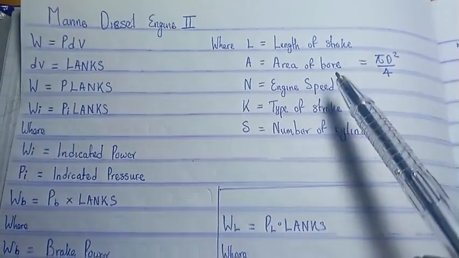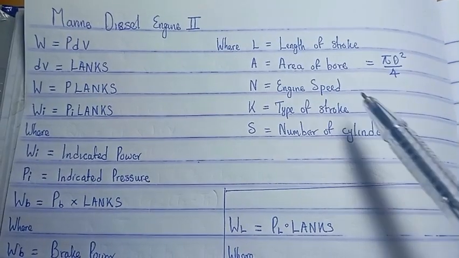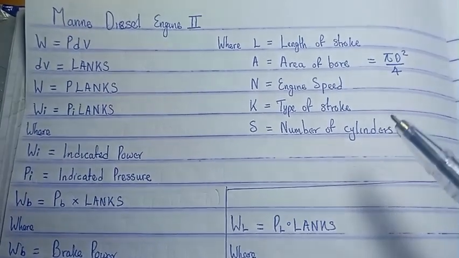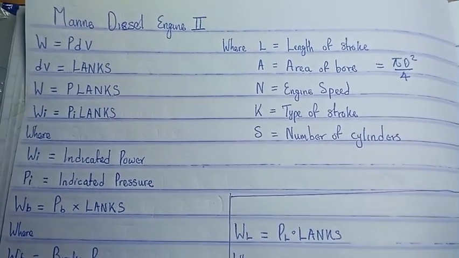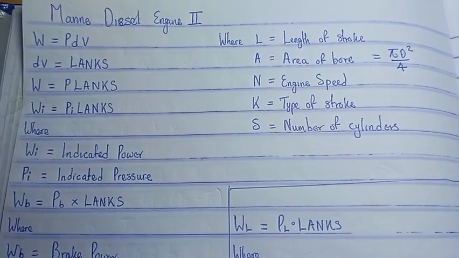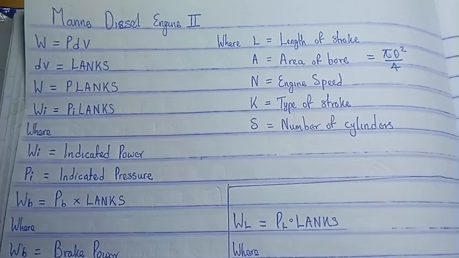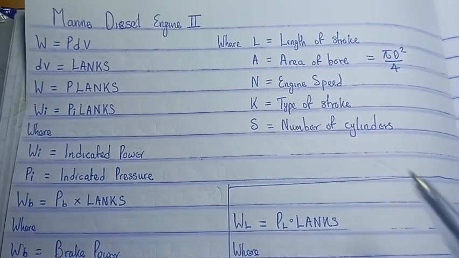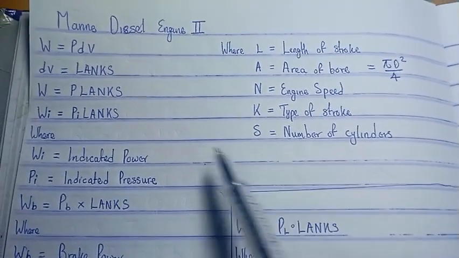So let's continue. We have our N, which is our engine speed, our K, which is our type of stroke, and you know that for your 4-stroke engine, K is equal to half, and for your 2-stroke engine, K is equal to 1. Then S is your number of cylinders. Now let's go back.